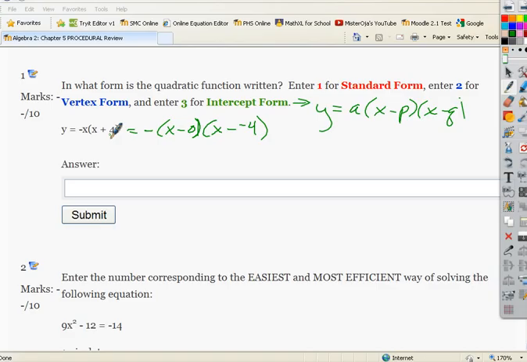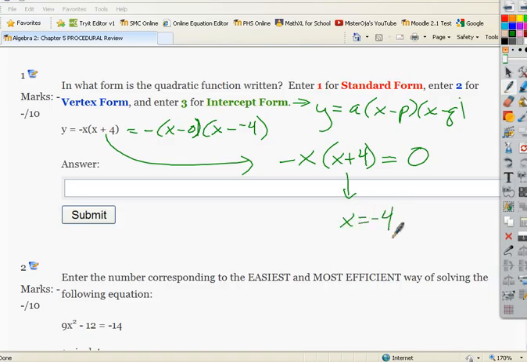So if I take this equation, -x times x plus 4, and I set that equal to 0 to find the zeros, find where y equals 0, the x-intercepts, in other words, think what we get. When I set that factor equal to 0, what's the answer? -4. So that's what we used to call Q. We don't need to call it Q anymore. It's just the x-intercept. What's the x-intercept for the other factor? 0.